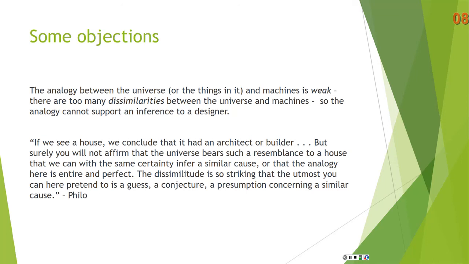So, hey, Cleanthes, if the universe is like machines, let's consider some examples. Consider a house. Consider the universe in comparison to a house. Yes, with a house you can infer that it has a designer, but the inference doesn't follow that we can infer that the universe has a designer. Why? Because a house and the universe are so dissimilar that here we're just guessing when we say they have a similar cause.